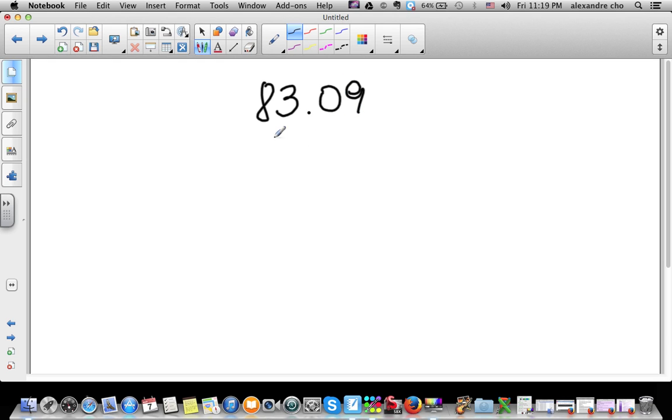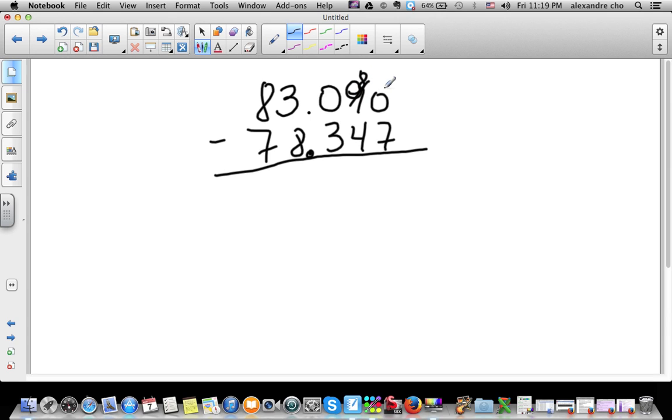And you want to subtract that by what the other person weighs. So decimal under decimal, 78.347. Okay, notice you have to add a 0 here so that they all are the same size. Okay, you only do this for subtraction or addition. Now you subtract. 9 becomes an 8, 10, that's a 3, that's a 4.